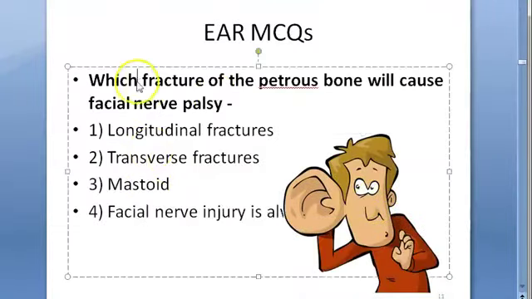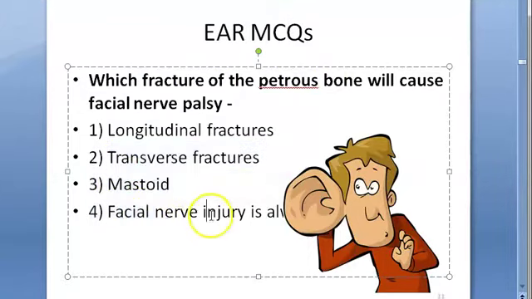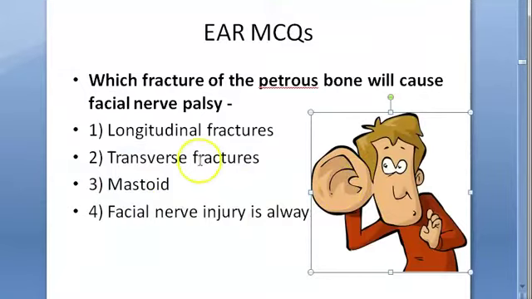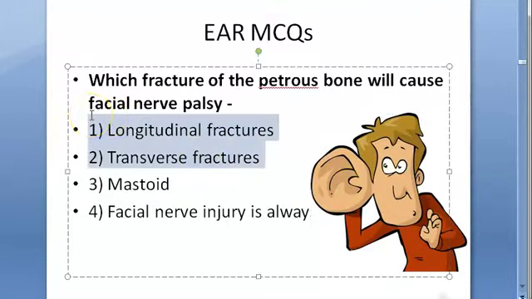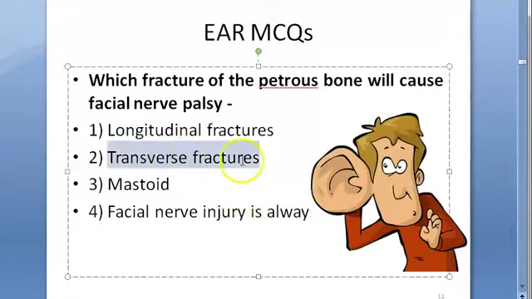So which fracture of the petrous bone will cause facial nerve palsy? Which fracture of the petrous bone? Longitudinal fracture, transverse fracture. Okay, facial nerve injury. So basically which fracture? So this seems to be one of these, and in this the most common is B. That's what they are saying, transverse fracture. So what is transverse? Like horizontal type of a thing, right? That is transverse. Okay.